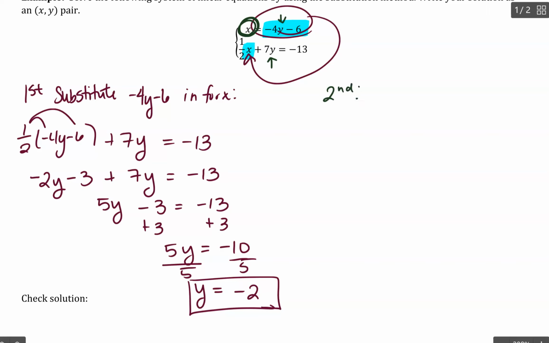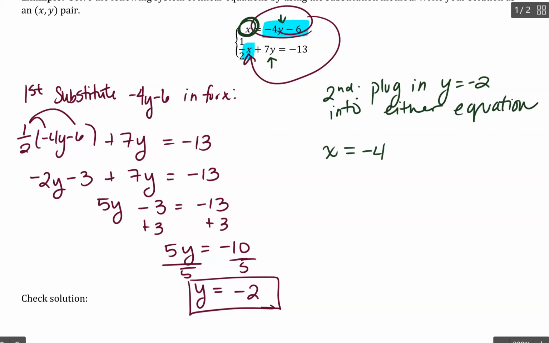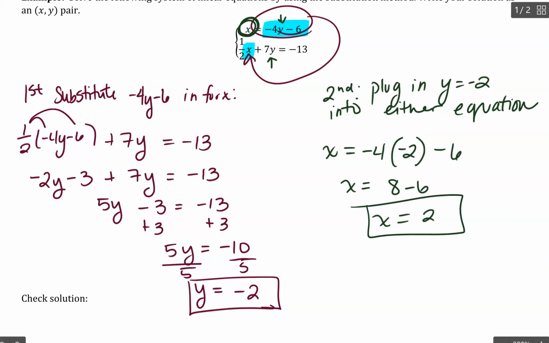So second, we're going to plug in y equals negative 2 into either equation. So we have x equals negative 4 times, not y, but we know what y is, so we get to put that value in now, minus 6. So x equals negative 4 times negative 2 is positive 8 minus 6, x equals 8 minus 6, 2.